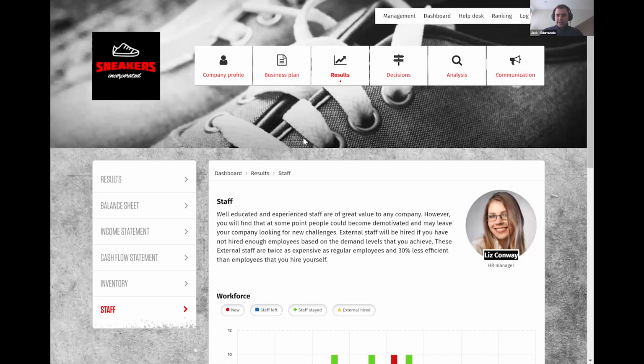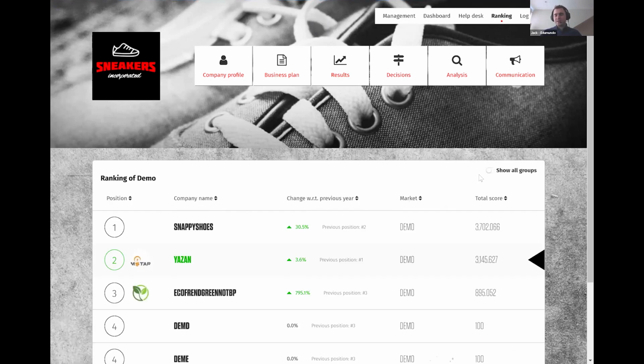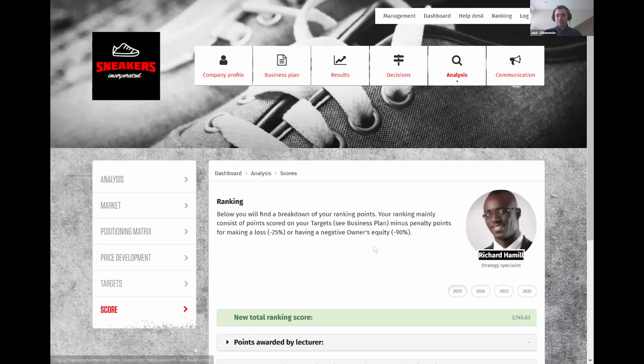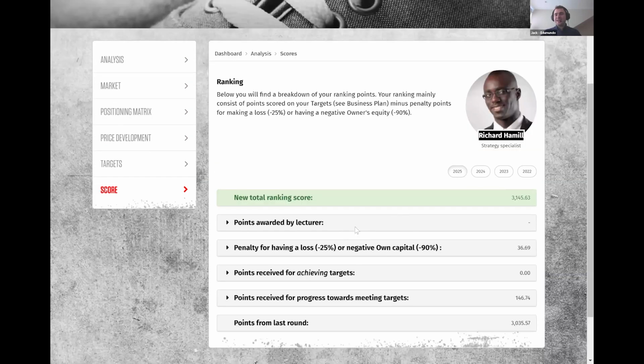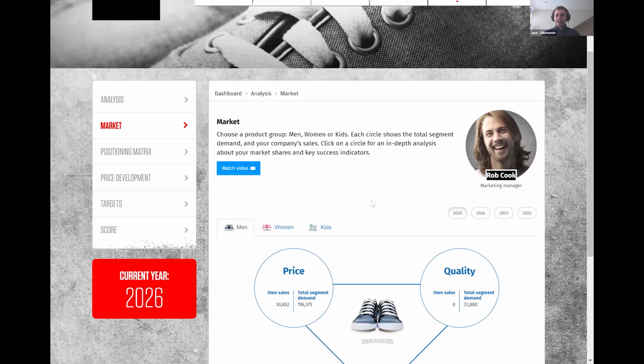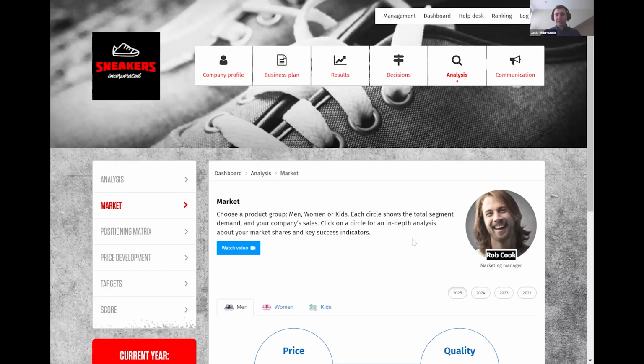But just to quickly recap, all of the key areas that you should focus on when doing your analysis from the second round onwards is firstly, the ranking, checking your points that you've earned through the analysis tool and going into your score and seeing the points that you've earned and changing and adjusting those business plan targets. Go over the market analysis tool, take a look at why you achieved the market share that you did and what maybe improvements you could make.